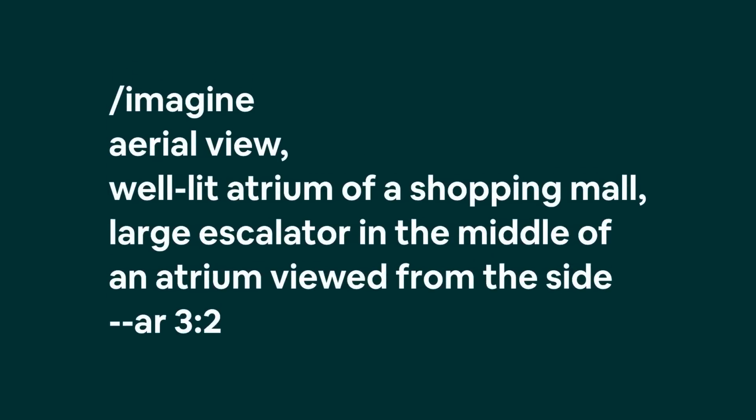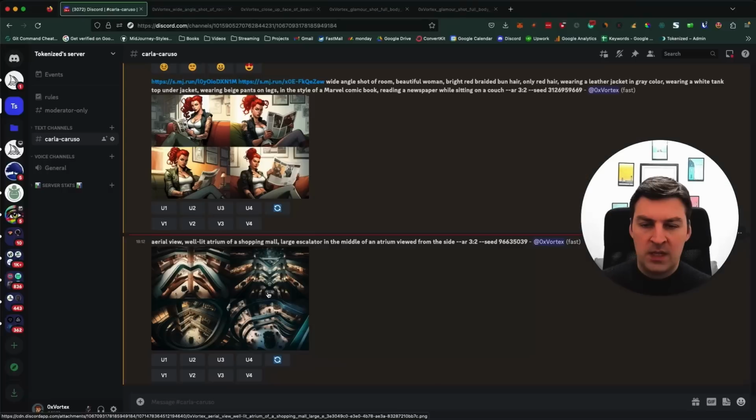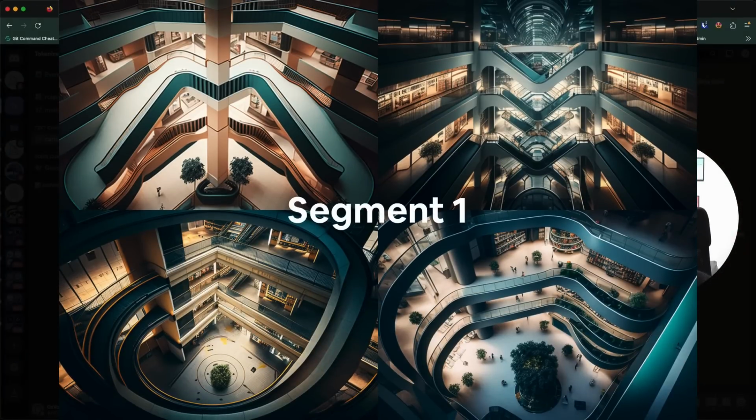Imagine aerial view, well-lit atrium of a shopping mall, large escalator in the middle of an atrium viewed from the side, and then aspect ratio 3:2. This is going to be the concept for the first segment of our multi-prompt, and it represents the location that we want Carla to stand in.